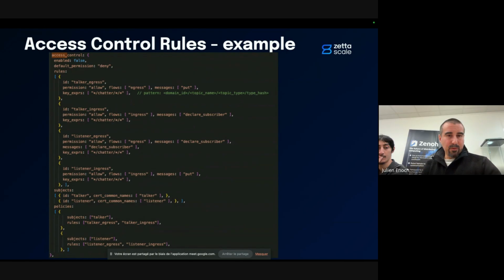Second part, we have the subjects. The subject here is the relationship between an identifier and the certificate common names. So here we imagine we have talker and listener as common names for simplification. So we just reuse the same. And then we apply the policies. So for the talker, we apply the rules talker egress and talker ingress. And for the listener, we apply the rules listener egress and listener ingress.